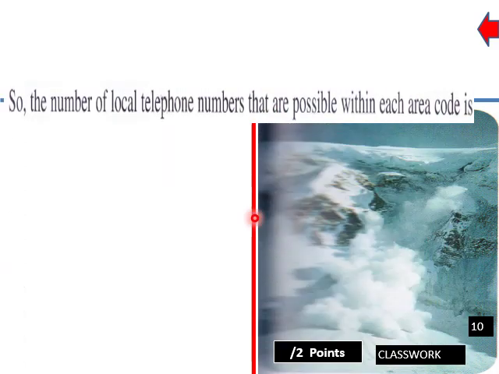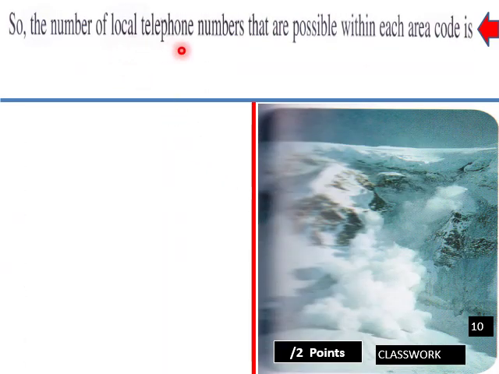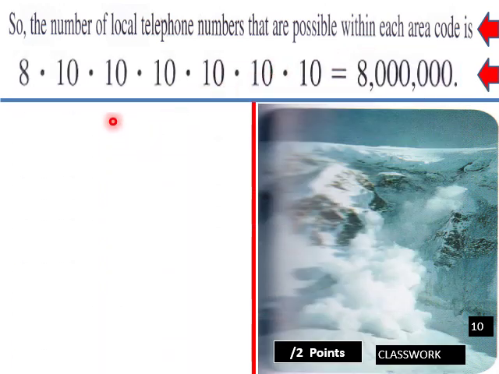So the number of local telephone numbers that are possible within each area code is 8 times 10, 10, 10, 10, 10, which is 8 million. You just multiply the maximum amounts together, and this is what you come up with for the amount of local telephone numbers possible.